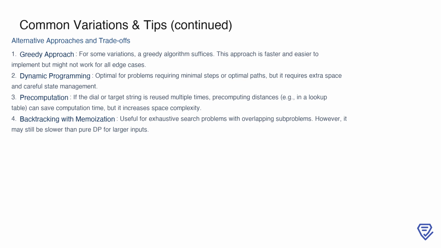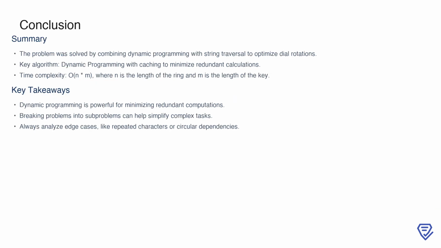Pre-computation is another strategy to consider, especially if the dial or target string is reused multiple times. By pre-computing distances and storing them in a lookup table, you can significantly reduce computation time for repeated queries. The trade-off here is that pre-computation increases space complexity. Lastly, backtracking with memoization offers a flexible way to explore all possible paths while avoiding redundant calculations. However, for larger inputs, this approach might still fall short in performance compared to pure dynamic programming. Each of these methods has its strengths and weaknesses, so the right choice depends on the specific problem constraints and requirements.